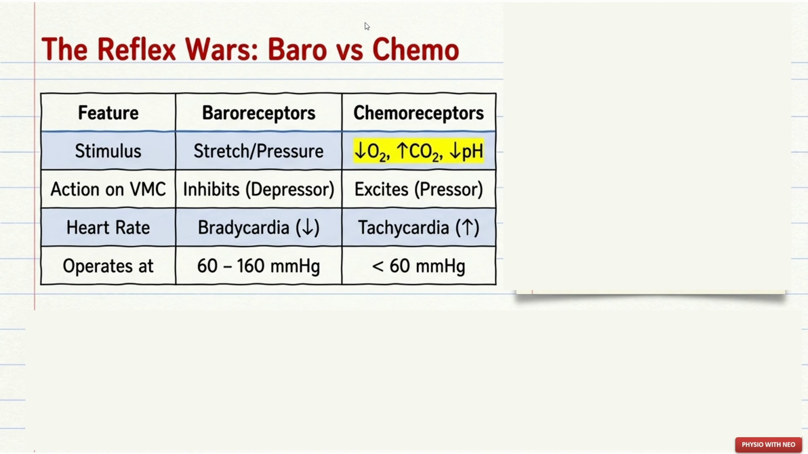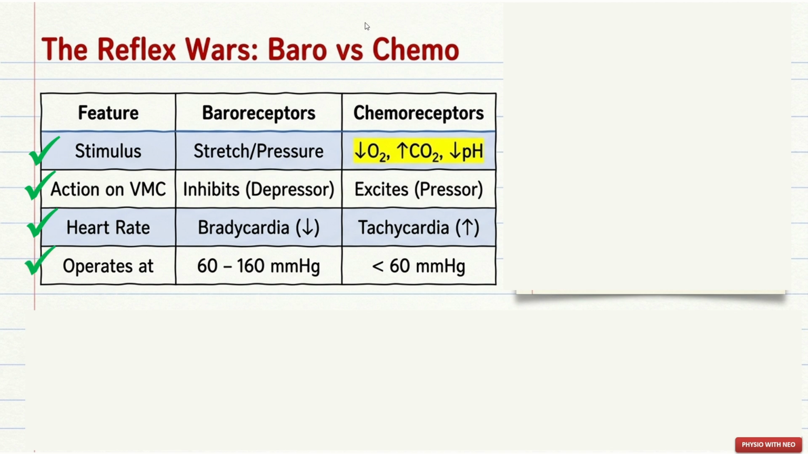Here, this table shows the main difference between baroreceptors and chemoreceptors. If you write the difference between baroreceptors and chemoreceptors in this tabular format, you are representing the maximum amount of content in less time. Let's see the difference. Baroreceptors are mainly stimulated by stretch or pressure, whereas chemoreceptors respond to a change in the chemical component of blood. Baroreceptor action inhibits the vasomotor center, whereas chemoreceptor action excites it. Baroreceptors cause bradycardia, whereas chemoreceptors cause tachycardia.